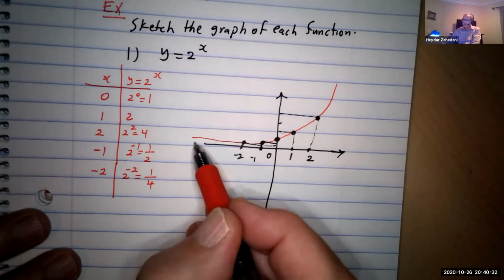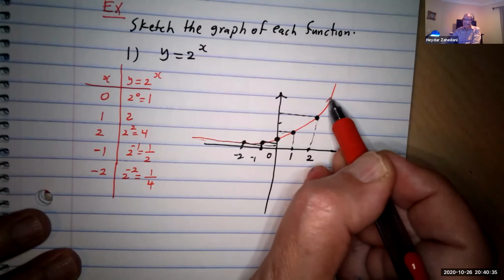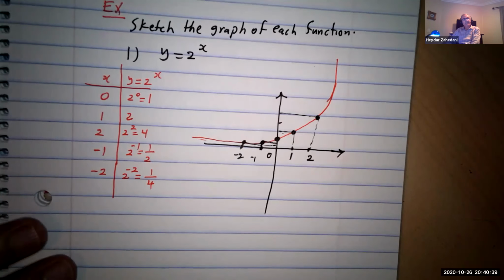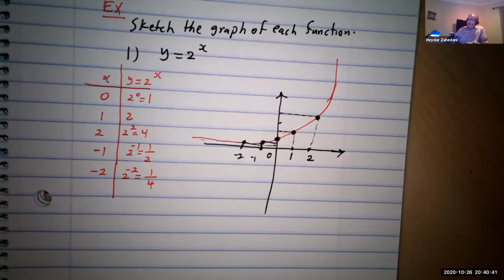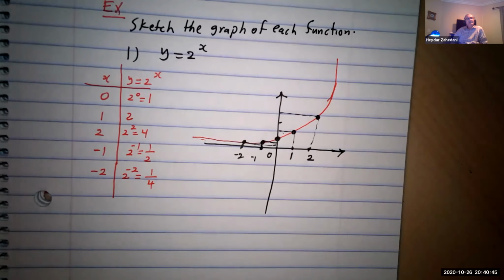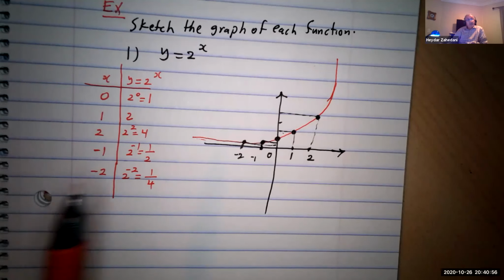Okay, so this function is what we call an increasing function. If we go from left to right, the function is getting up, up, up, up, up. So we call it exponentially increasing. Exponentially increasing means large and quick. That's going to be the one.